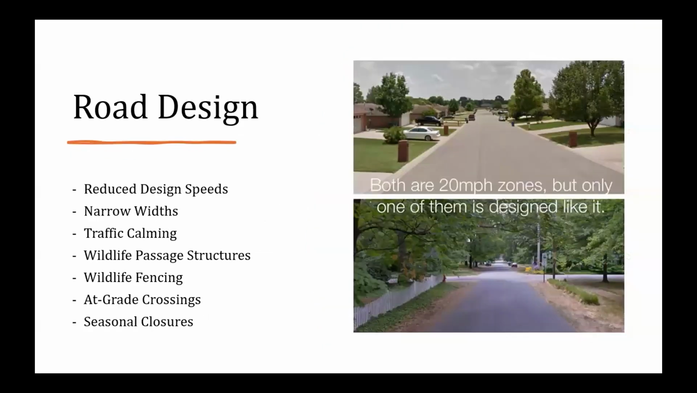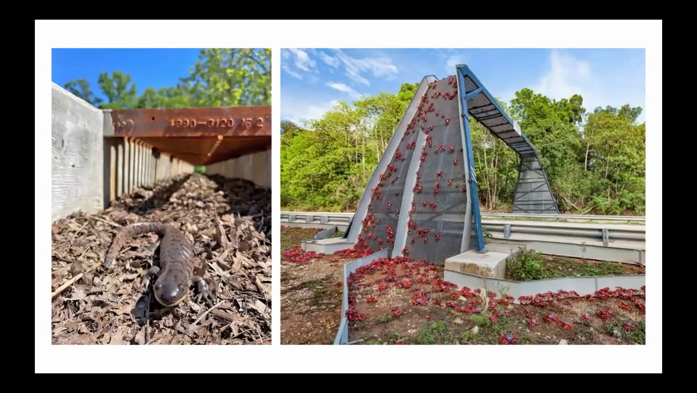And what does that mean? At least from our perspective, either it could be reduced design speeds, it could be narrower widths, traffic calming or wildlife passage structures, fencing, at-grade crossings, or potentially seasonal closures, depending on where you're going. We have some areas of the county that are really more seasonal. There's too much snow to access in the winter, and so maybe, hey, we're not going to put a permanent road in there.